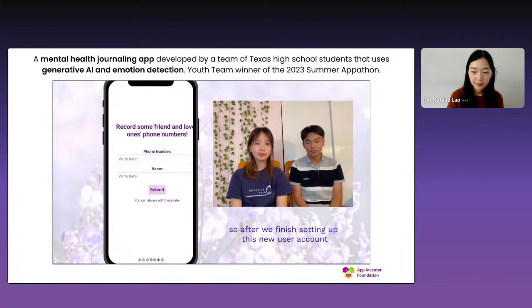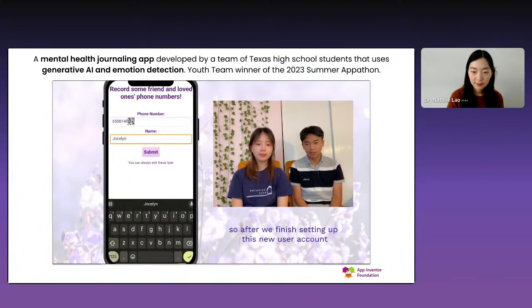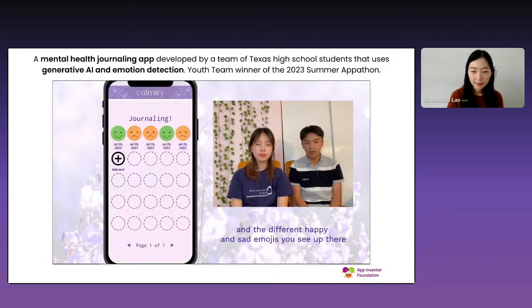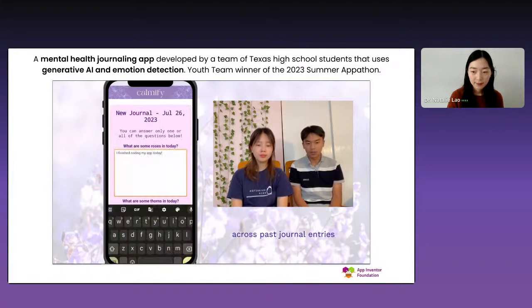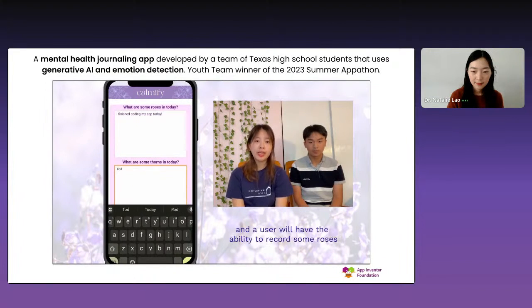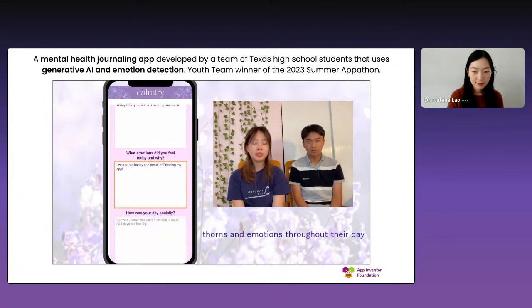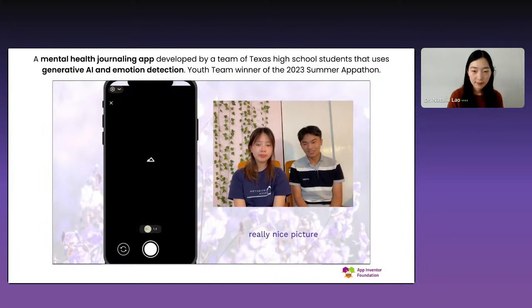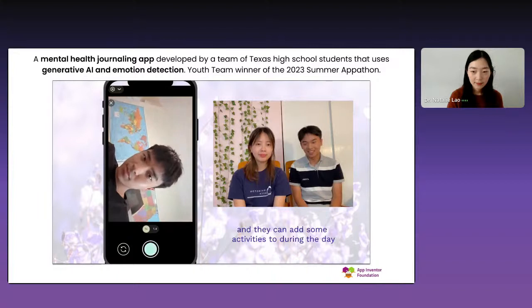So after we finish setting up this new user account, the first thing we'll be greeted with is the journaling page. And the different happy and sad emojis you see up there help the user to track their mood across past journal entries. And here are some different journaling scenarios, and a user will have the ability to record some roses, thorns, and emotions throughout their day. They can also add a picture, a really nice picture, in my opinion, and they can add some activities they did during the day.